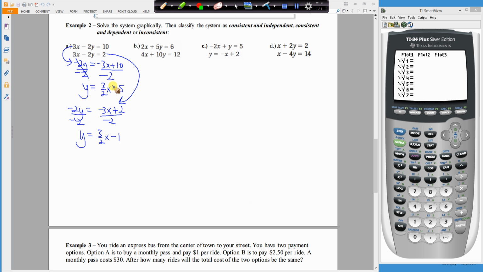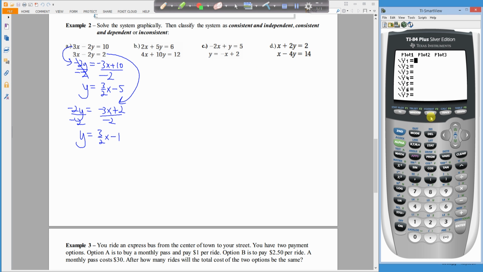Okay, now I just said if the two lines are parallel, then they have no solution. We saw that up there in the little box. Now these two lines have the same slope, so I don't actually have to graph this. I know that they have no solution. But the point of this lesson is to figure that out graphically. Okay, so let's go ahead and do that over here.